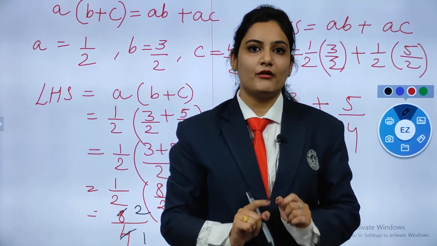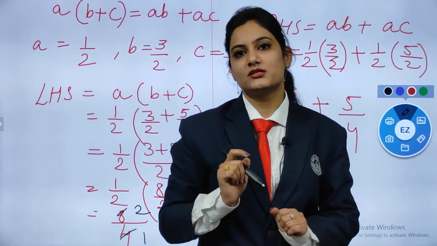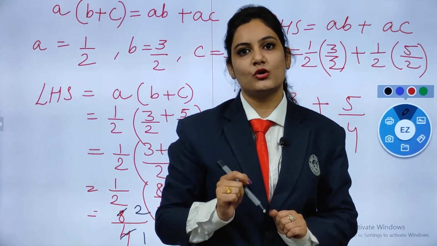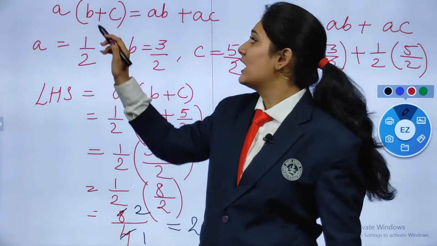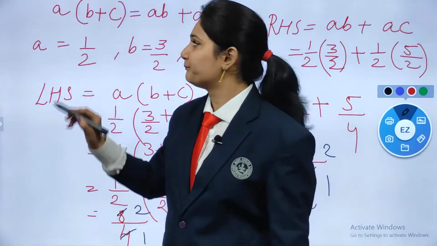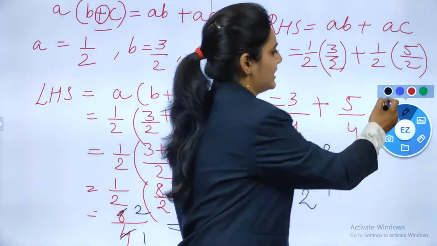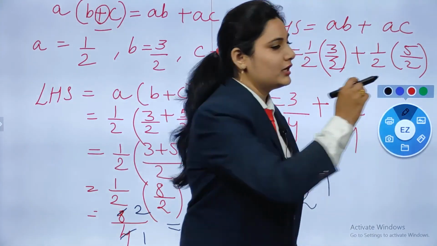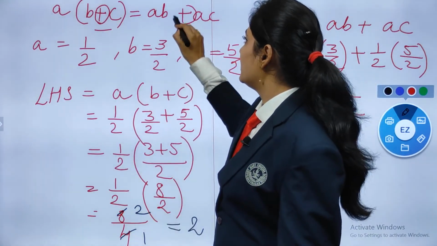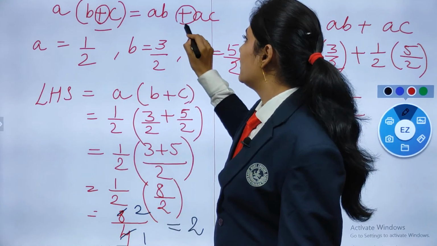Now let's suppose I want to solve a sum on distributivity of multiplication over subtraction. What will change? Here the subtraction sign will come instead of the addition sign. Instead of the addition sign here, the subtraction sign will come here also. Only this will change, nothing else. You can solve the sum on your own if distributivity of multiplication over subtraction is asked.